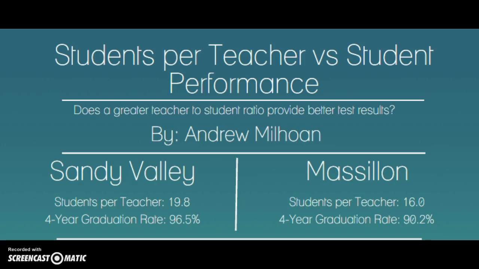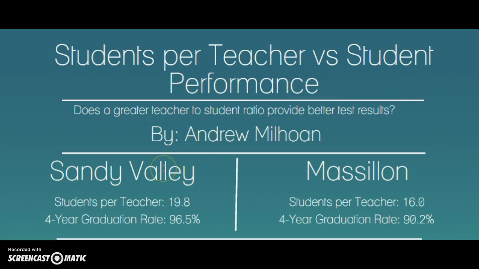For this assignment, I had to compare two schools, one rural and one urban, and find a specific statistic between the two and see how they correlated with one another based on the fact that one was rural and one was urban. The statistic that I decided to observe was students per teacher versus student performance, or more specifically, does a greater teacher-to-student ratio provide better test results?